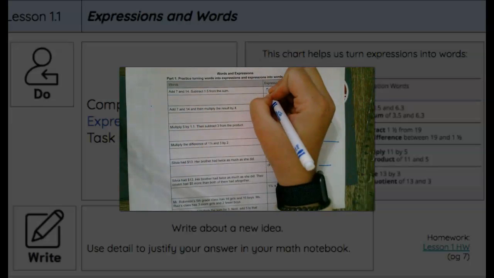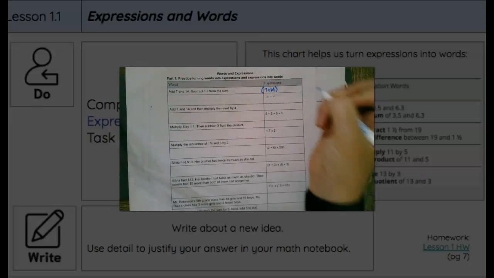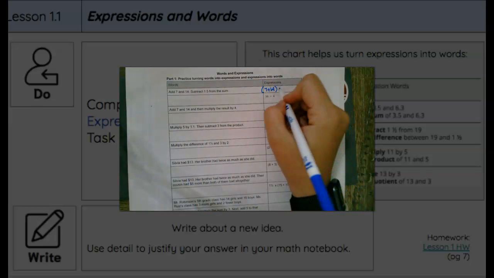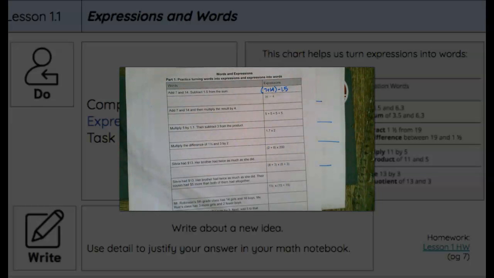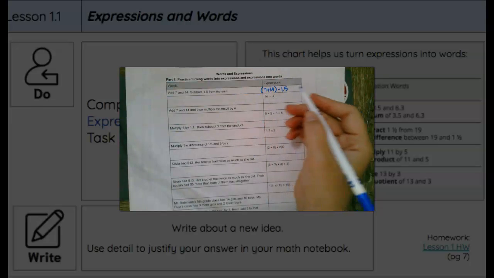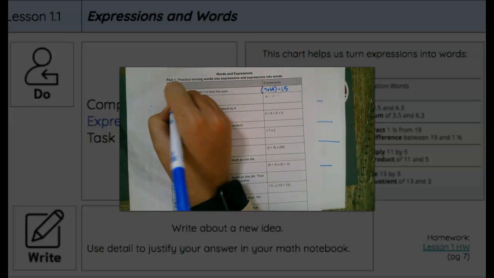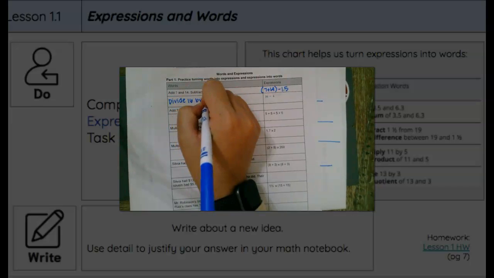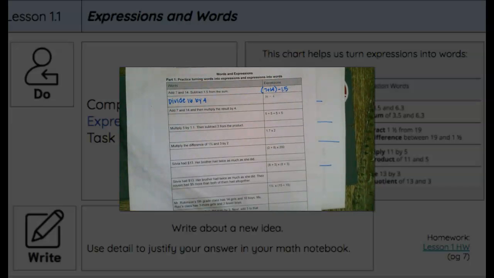So we're going to add 7 and 14. It's important I put parentheses around it because that's the operation I want done first. And then I'm going to subtract 1 1/2 from that sum. Let's look at this one. It says 16 divided by 4. So you can simply just write divide 16 by 4. Or you could say the quotient of 16 and 4.